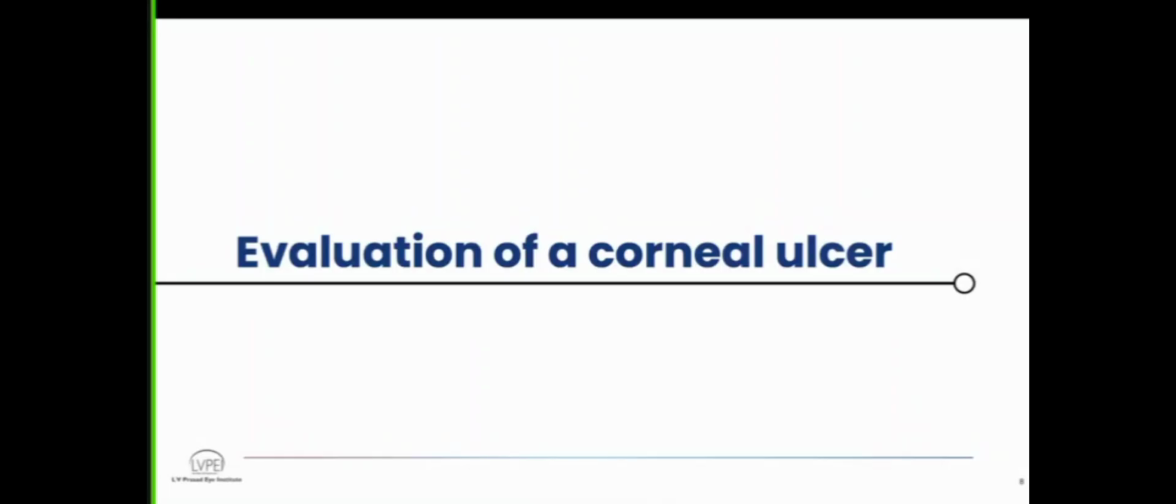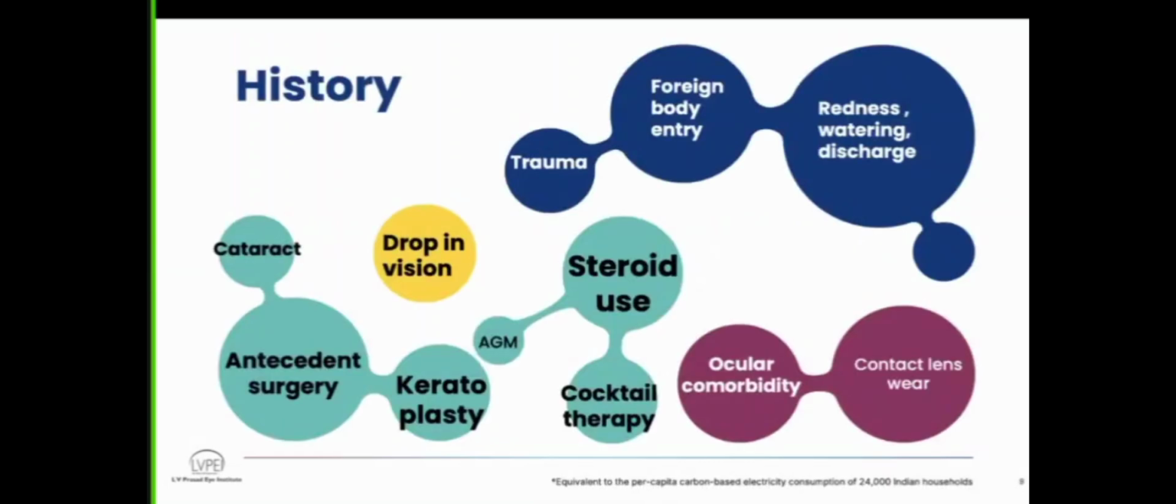Once you have this suspicion of infection in your mind, what will you further ask the patient? Can anyone connect all these things and tell me how each history is actually important to your further evaluation?